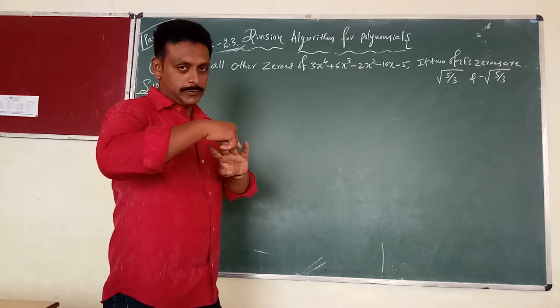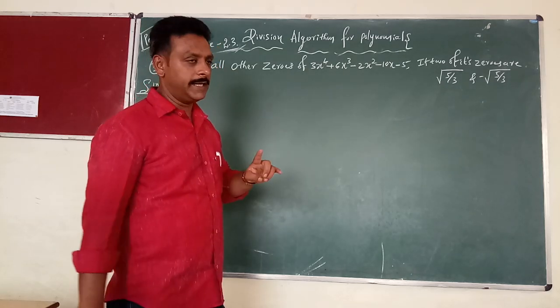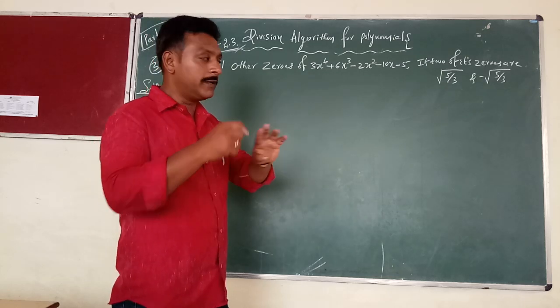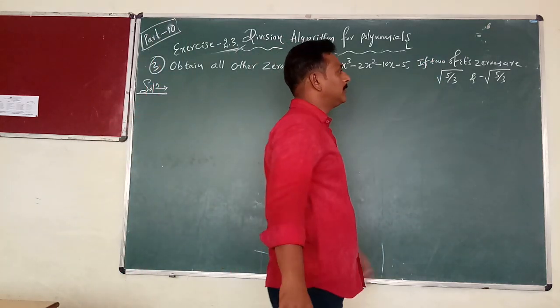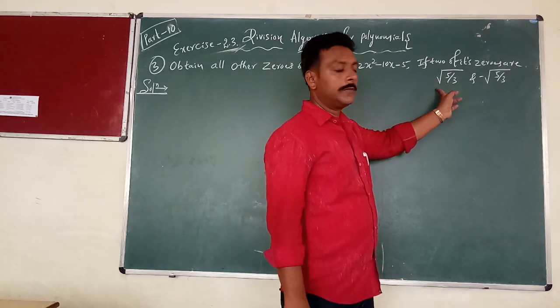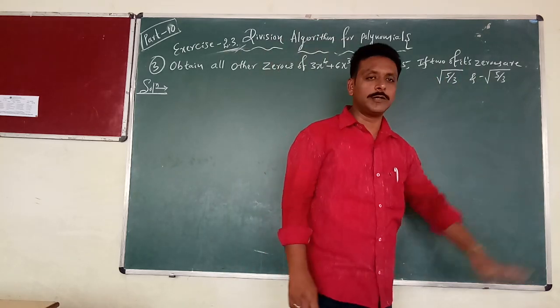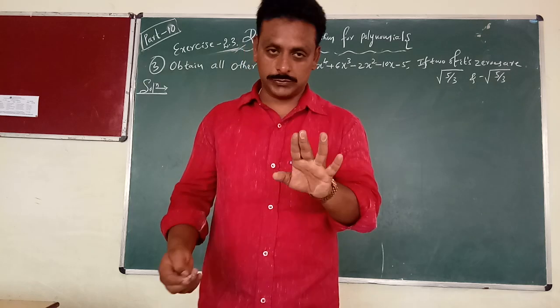Out of 4 zeros, see the question at the end. They have given you 2 of its zeros. If 2 of its zeros are root 5 by 3 and minus root 5 by 3, these are the 2 roots.